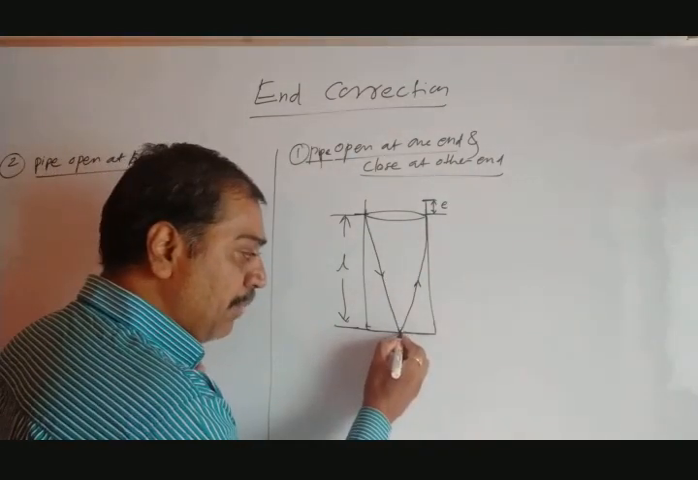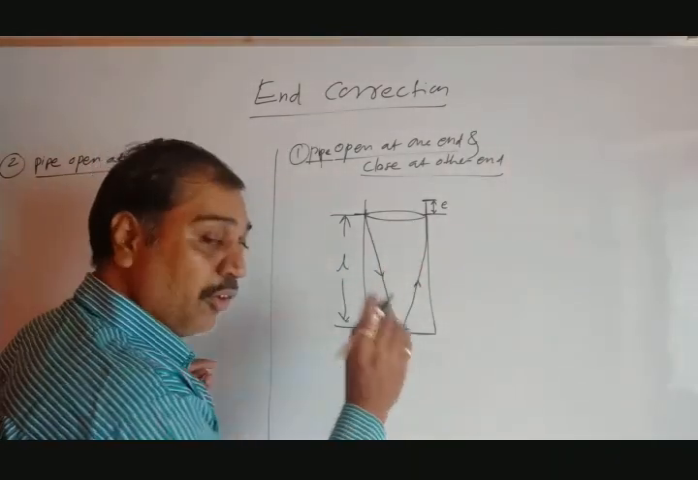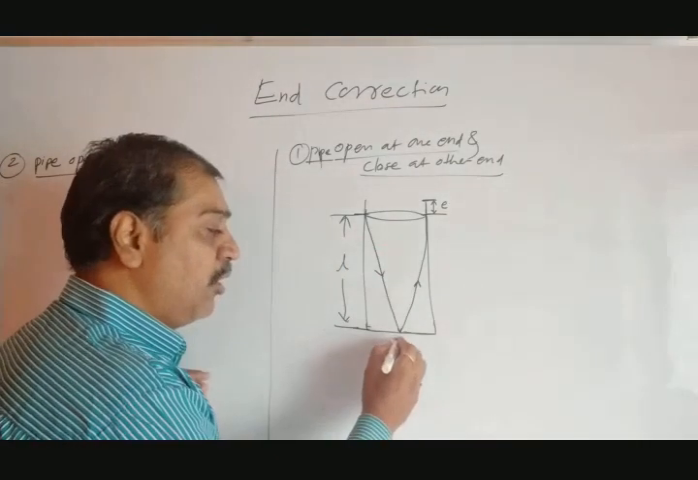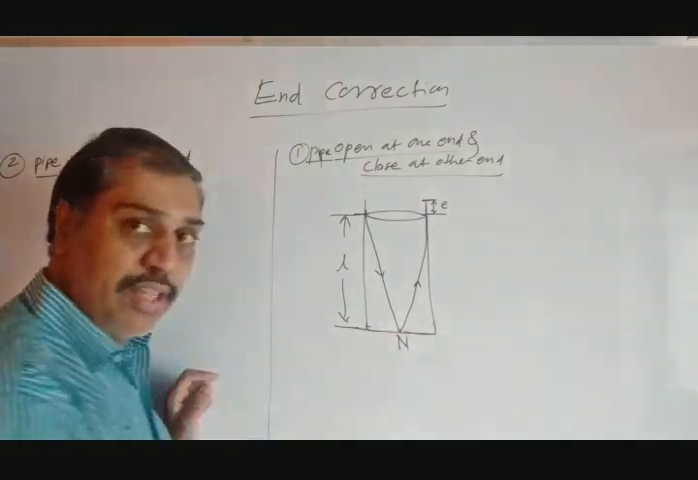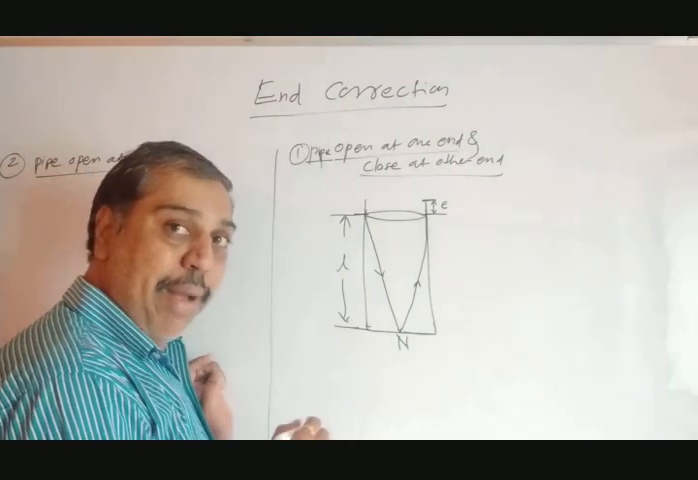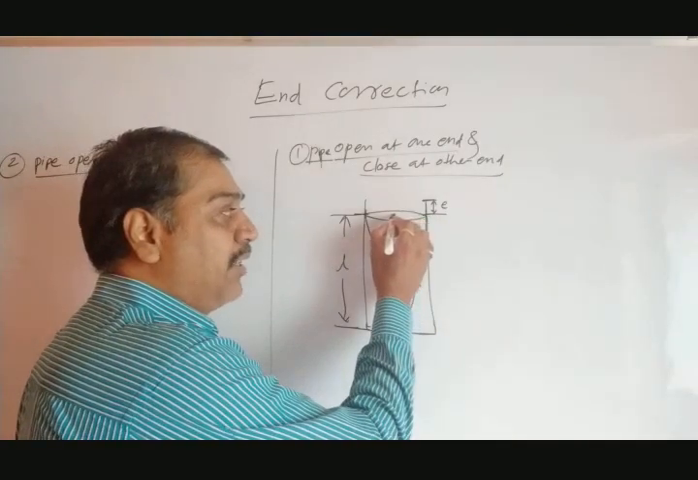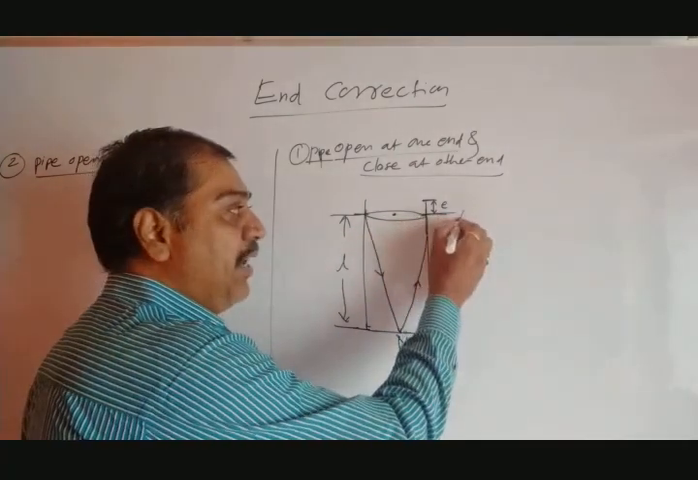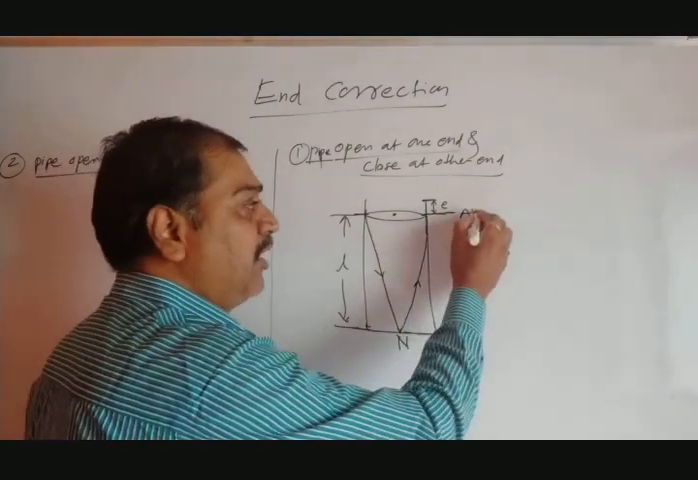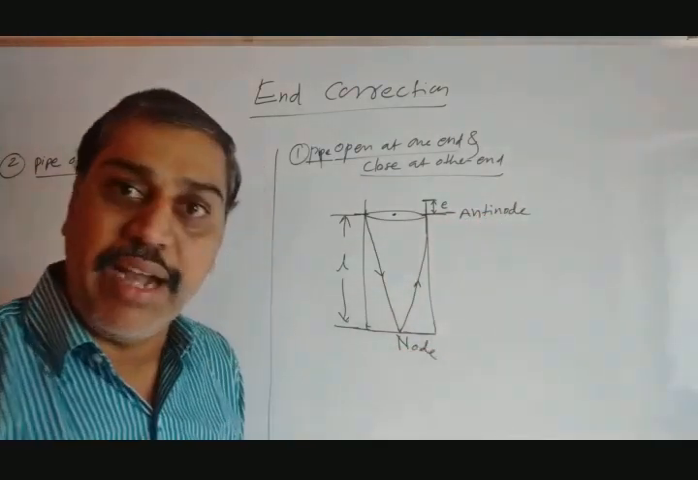The point of minimum or zero displacement in a stationary wave is a node, not an antinode. A node is always formed at the closed end. This is a boundary condition. At the same time, the point where displacement is maximum, where amplitude is maximum, is said to be an antinode. So the node is formed at the closed end, and the antinode is formed at the open end.